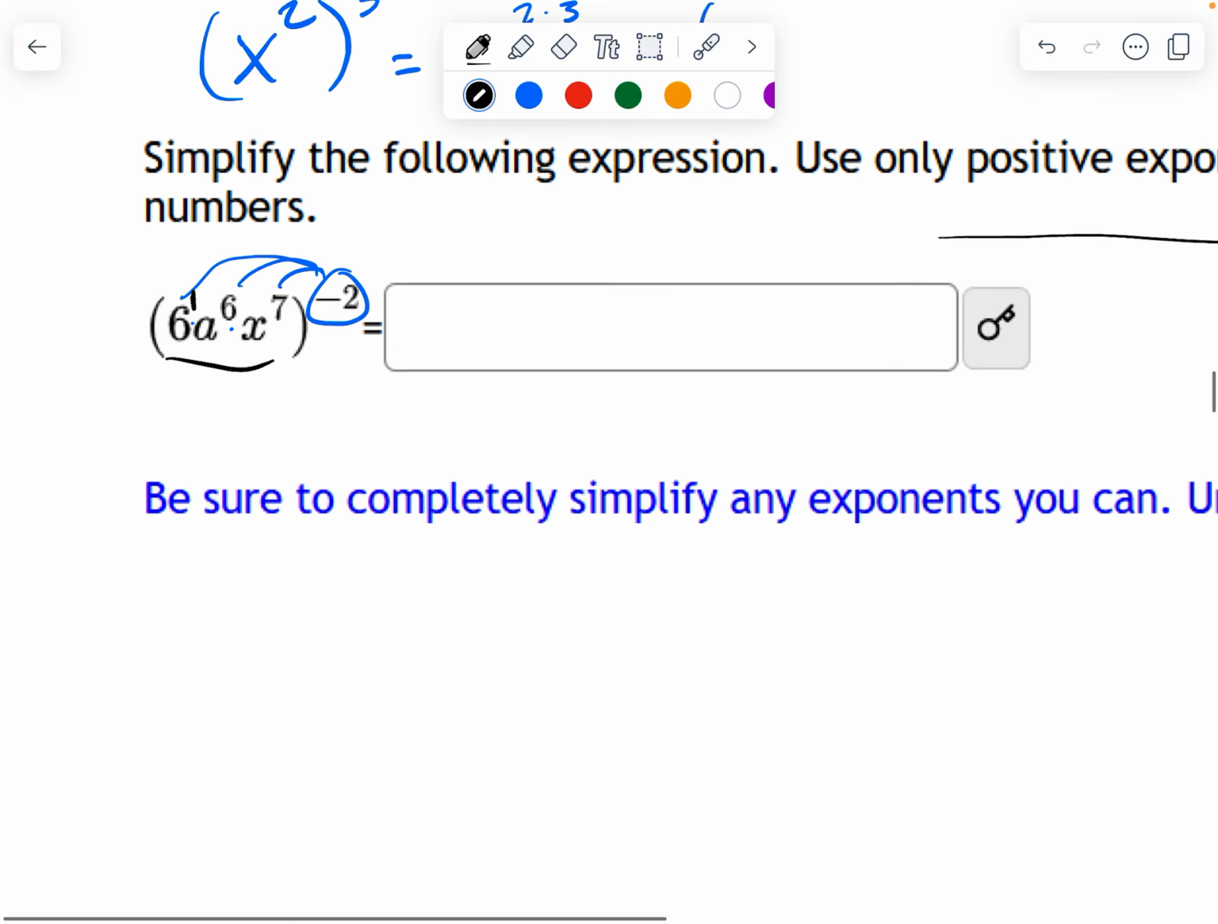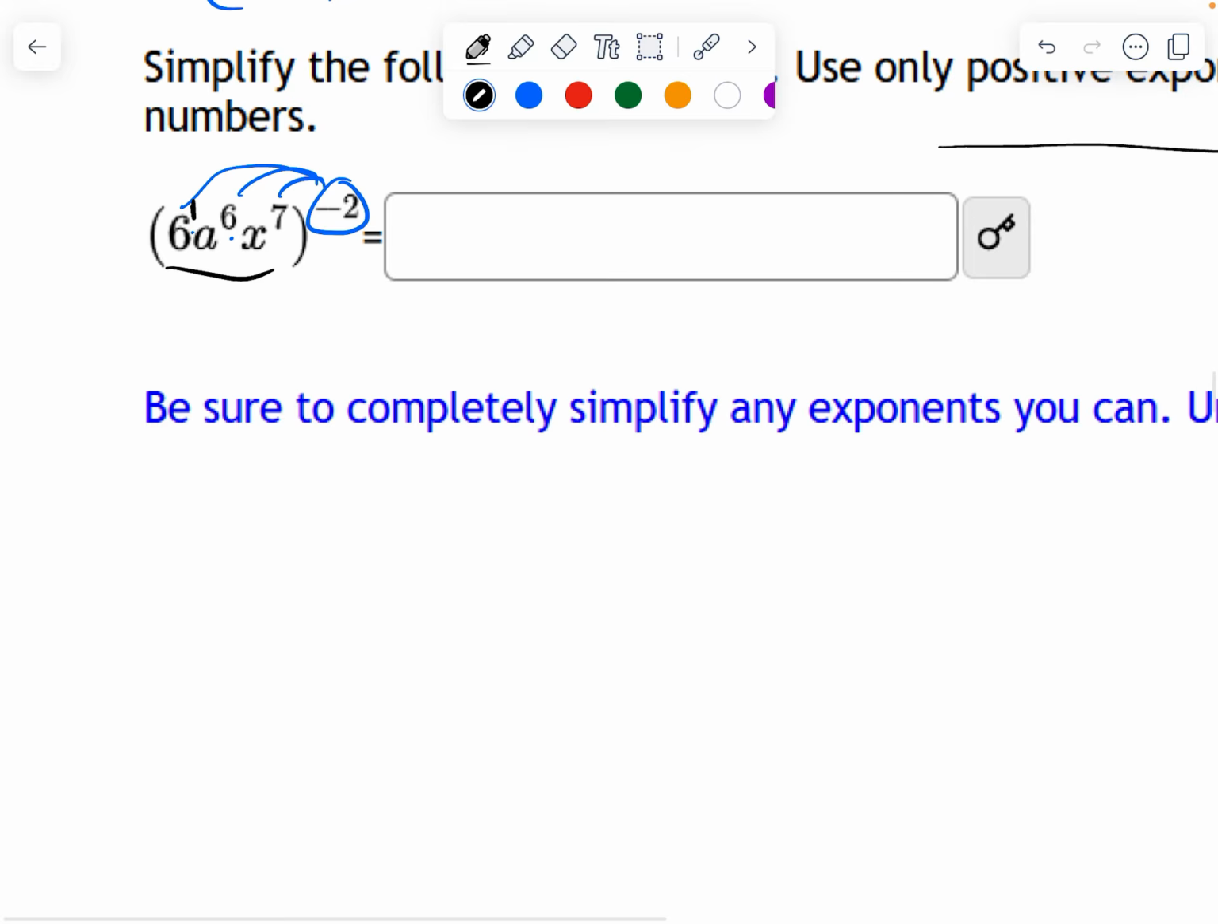All right, so let's distribute it. So we get 6 to the negative second, because that 1 multiplies to negative 2, right? Negative times a negative. A to the negative 12th, x to the negative 14th, because all that negative 2 is doing is multiplying to each one of those exponents that's there.